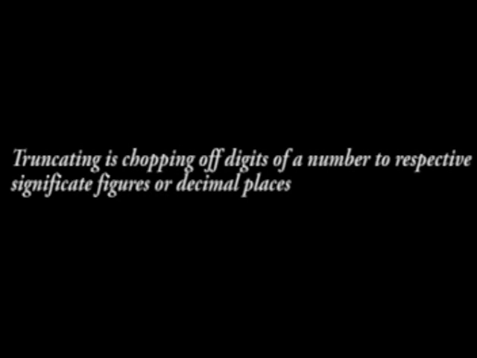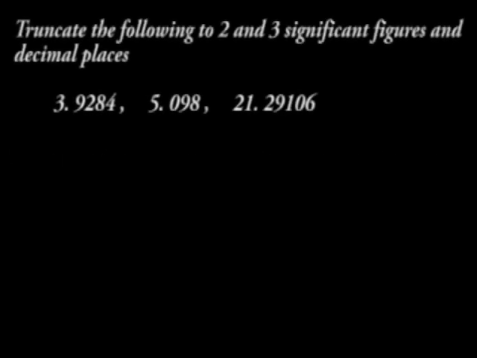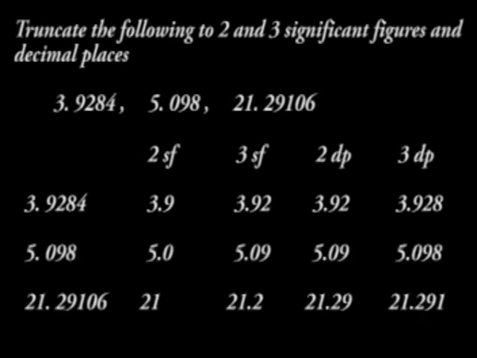Truncation of numbers. Truncating is basically chopping off digits of a number to respective significant figures or decimal places. For example, truncate the following to 2 and 3 significant figures and decimal places as well. If we do that, we'll end up with the table shown below. When truncating a number, no digit is altered irrespective of the digit after the last one, that is, no rounding up.